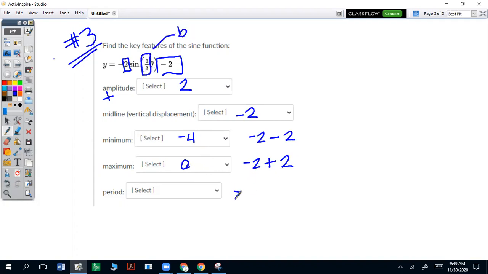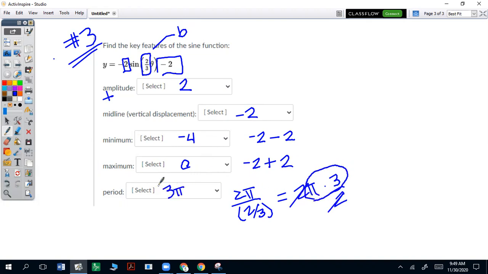2π/b, so 2π/(2/3). So 2π multiplied by 3/2. Twos cancel out, so you just got that 3π left over, and that pi will be in there since there's nothing to cancel out. So 2, negative 2, negative 4, 0, and 3π. We'll check it on a graph real quick.